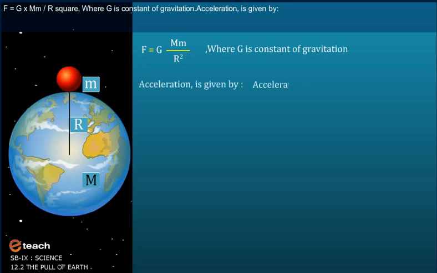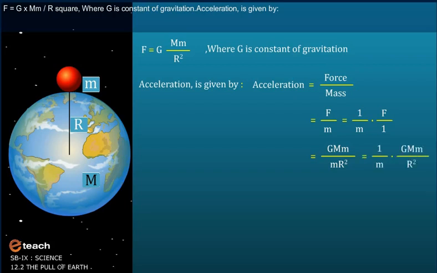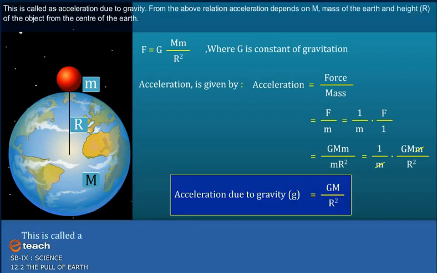Acceleration is given by force upon mass. We can also write it in this way: F upon m is equal to 1 upon m into F, that is, 1 upon m into G M m upon r square. Cancel the m on both sides. Now we get G M upon r square. This is called the acceleration due to gravity.